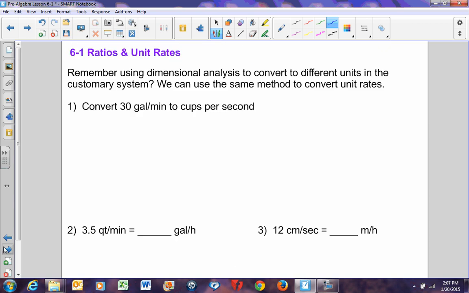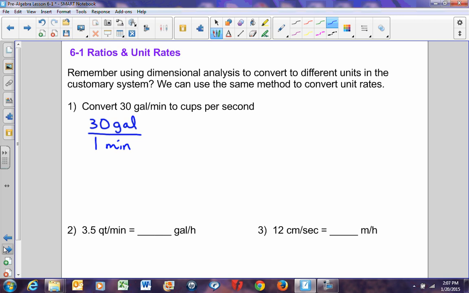Now, remember before when we used dimensional analysis to be able to figure out how many feet there were in 12 miles or how many ounces there are in 4 pounds? We're going to do the same thing here to be able to convert unit rates, different rates in the customary system. You can use the same method to convert unit rates. If I say I need to convert 30 gallons per minute to cups per second, I'm simply going to put 30 gallons over here, over 1 minute on the bottom.